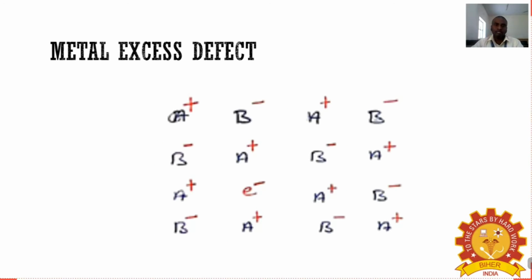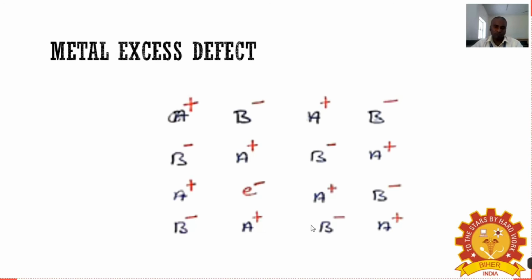Next one is metal excess defect. In metal excess defect, see the figure. In this crystal type, one anion is missing. Here A plus means cations, B minus means anions. A means acid, B means base. Here one base is missing. Instead of that missing base, one electron functions in place of B.